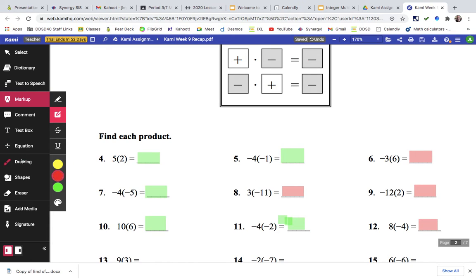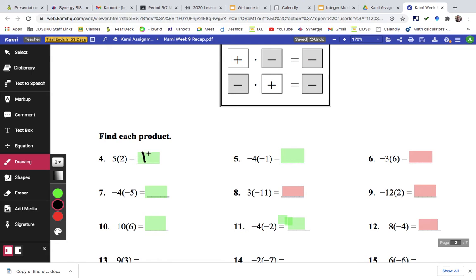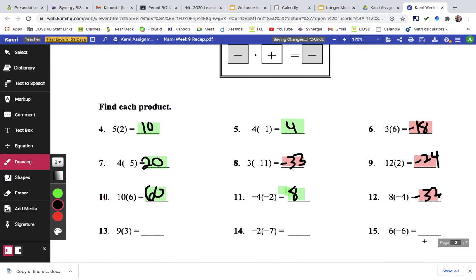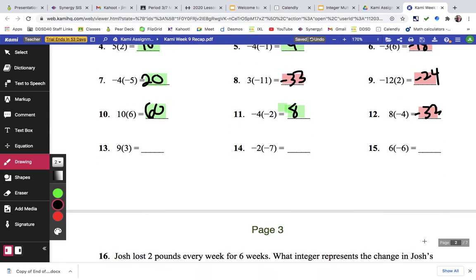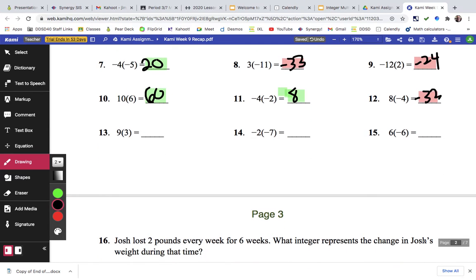that's being multiplied. So this is 10, 4, -18, 20, -33, -24, 60, 8, and -32. And then you can finish those last few problems off. They'll be in Thursday's recap if you want to come back and check.